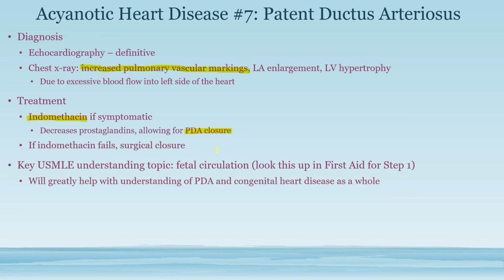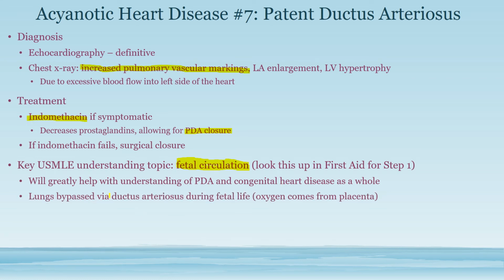So a key USMLE topic that I want you to look up on your own is fetal circulation. You can look this up in First Aid, and it will tell you both how fetal circulation works and also what happens upon the first breath, what closes, and how fetal circulation changes to neonatal circulation. Very important to understand PDA and congenital heart disease. Remember, the ductus arteriosus and the patent foramen ovale are important because they both go from right to left because the lungs aren't being used. Oxygen comes from the placenta in fetal life.